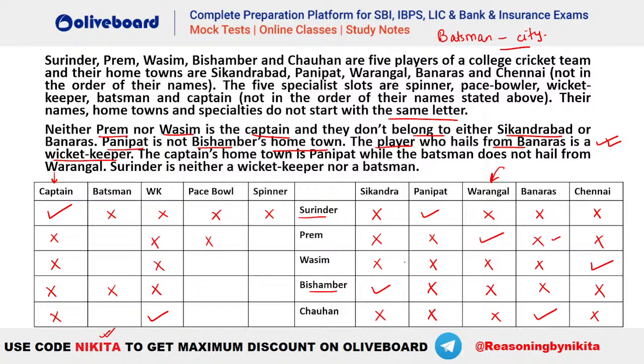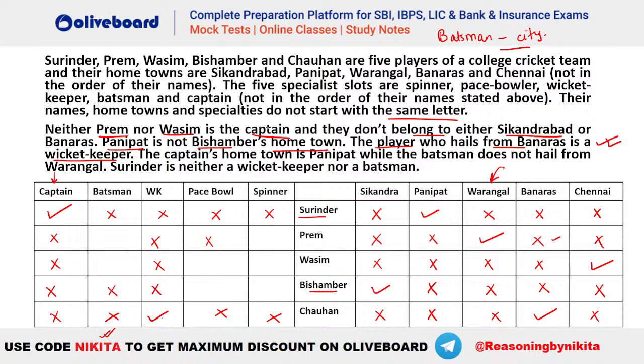So we have already fixed everything that is in the cities, right? Cities have been fixed now. We are now left to place only the specialities that are remaining. And in that also we have found the captain and the wicket keeper. You can see wicket keeper is this person Chauhan. So he cannot be a batsman, neither can be a pace bowler, nor can be a spinner here. I hope this is clear till here, everybody.